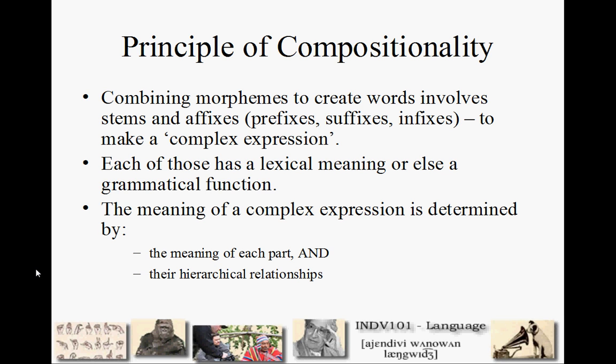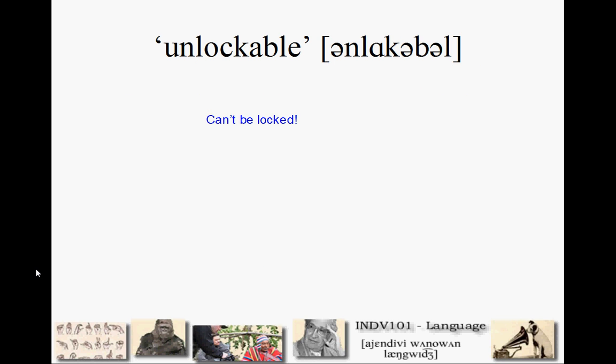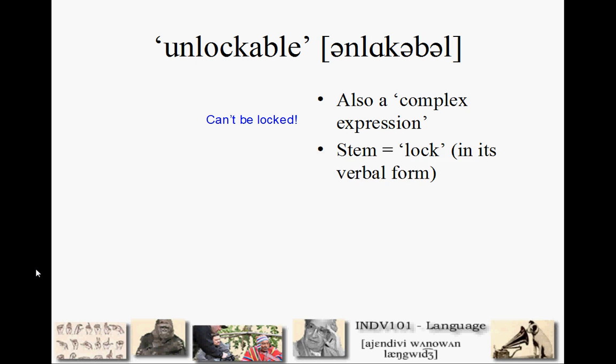And just note that every single morpheme has either a lexical meaning or a grammatical function. Believe has a lexical meaning. Un and able have some meaning, but they also mostly serve a grammatical function. Able changes it into an adjective, and un is sort of a negative thing. Alright, so the meaning of a complex expression is determined by 2 things: the meaning of each part, each morpheme, and the hierarchical relationships between the morphemes. And this is important.